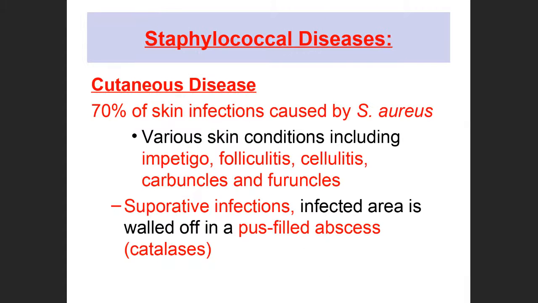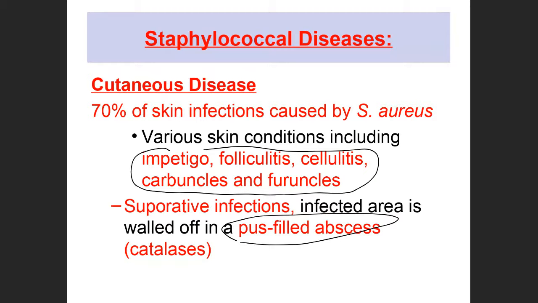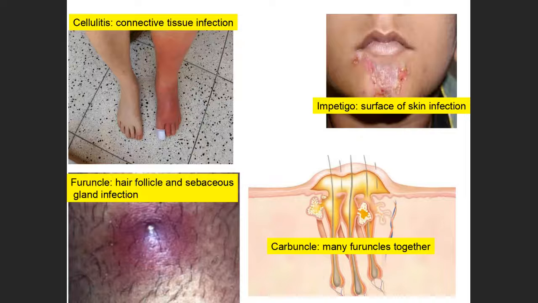So again, most common infections will be cutaneous diseases. So 70% of the skin infections are caused by Staph aureus. Examples of these kinds of infections: impetigo, folliculitis, cellulitis, carbuncles, furuncles. For the most part, you're going to have pus because Staphylococcus bacteria causes pus.